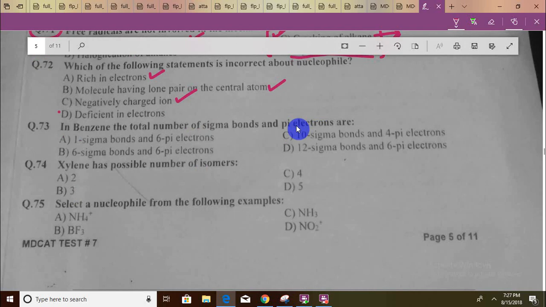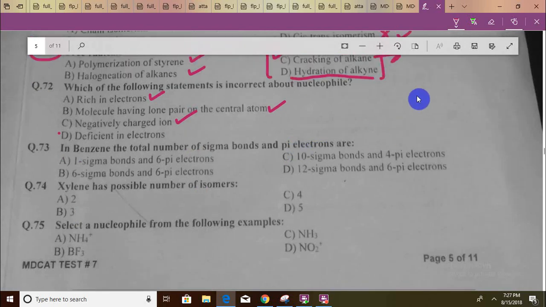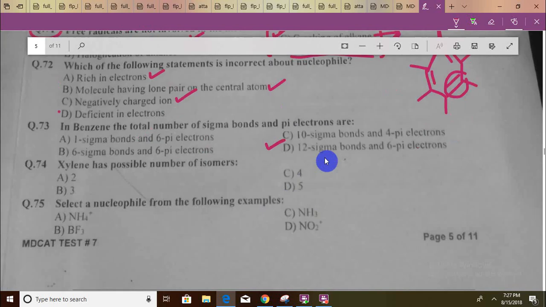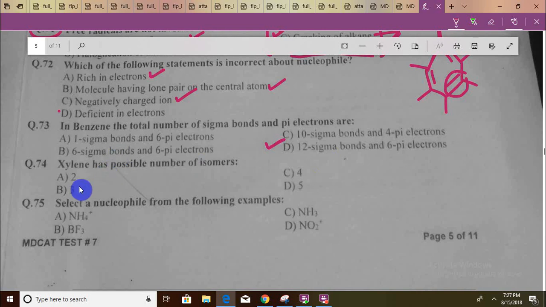In benzene, the total number of sigma bonds and the total number of pi electrons. Sigma bonds, 1, 2, 3, 4, 5, 6. We have 6 sigma bonds over here, and 6 over here. So in total we have 12 sigma bonds. And we have how many pi bonds? We have 3 of those. In each pi bond there are 2 electrons, so we have 6 pi electrons and 12 sigma bonds. Xylene has how many isomers? We have just done this. It has 3 isomers.